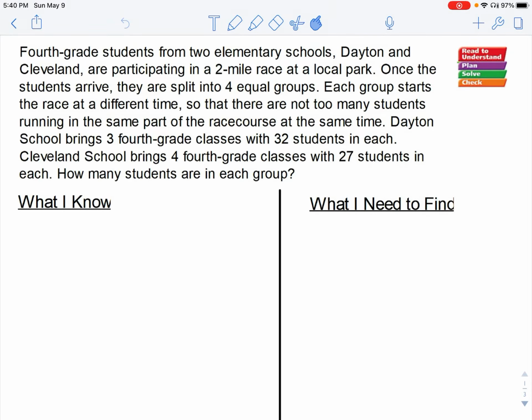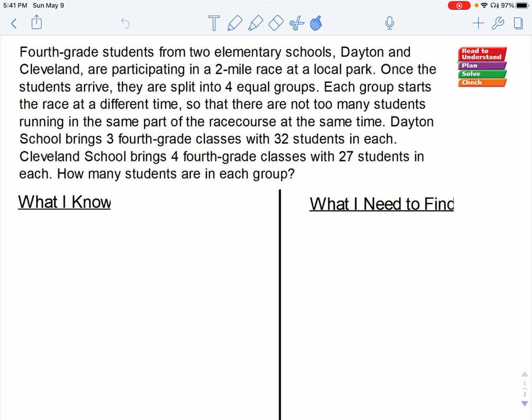Hello, fourth graders. Today you will be tackling some multi-step word problems, and I want to show you a strategy that can really help you dissect a word problem to get to the solution, and that is to think about what you already know from the problem and what you need to find. So let's go ahead and read to understand this problem we're going to do together.